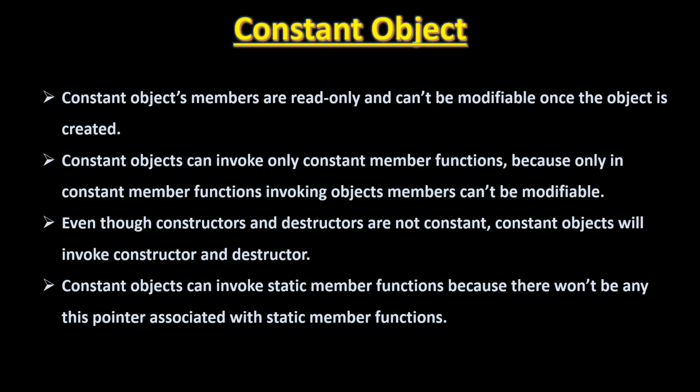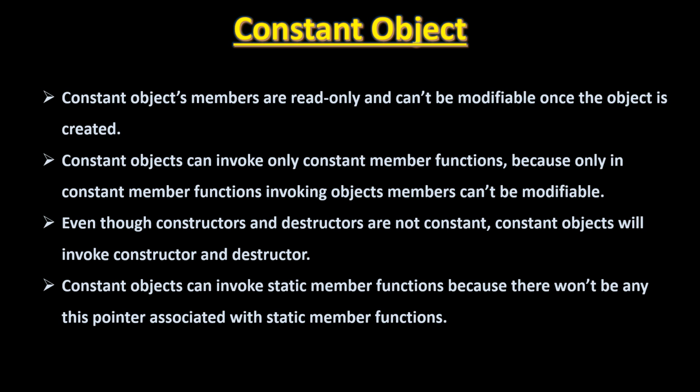Constant objects can invoke static member functions, because there won't be any this pointer associated with static member functions. Apart from constructors and destructors, your constant objects can invoke static member functions also. There won't be any problem with that, because in static member functions you can access only static data members. You cannot access the invoking object's data members, right? If you are able to access the invoking object's data members, then only will you be able to modify them.